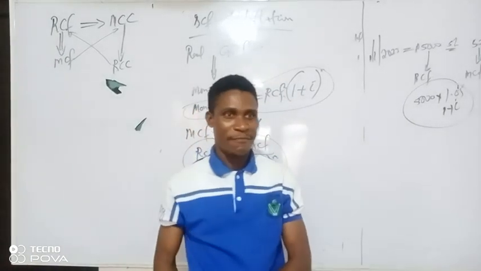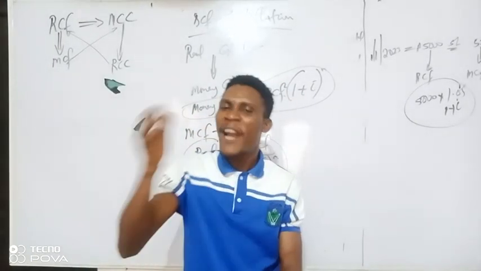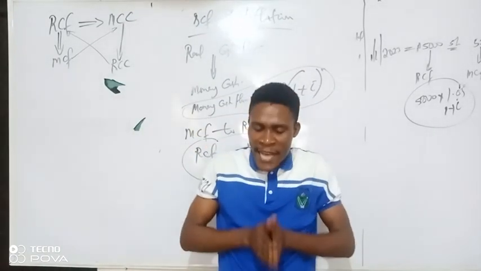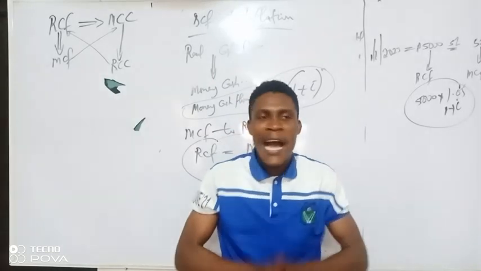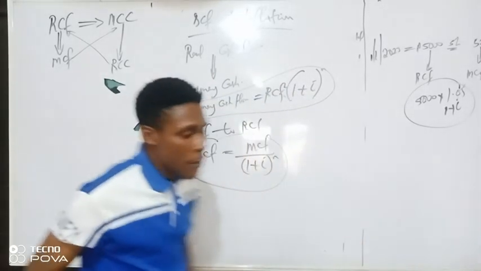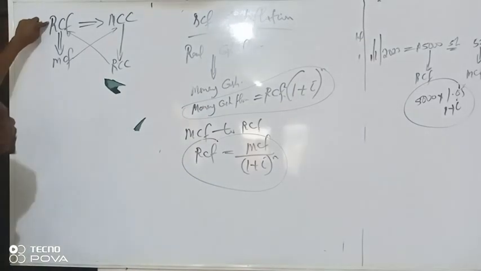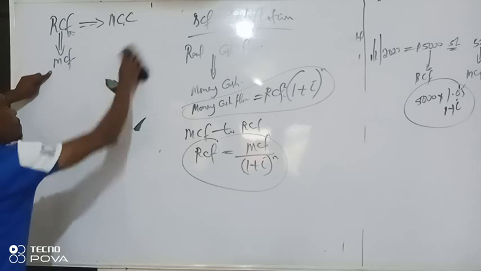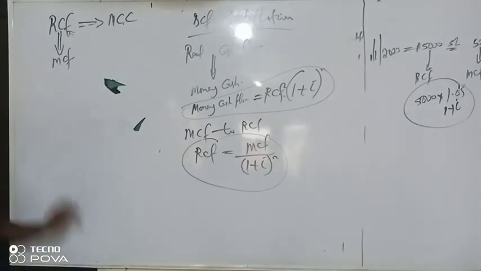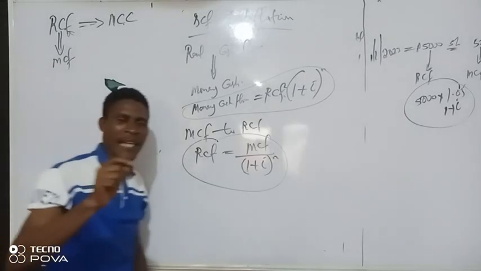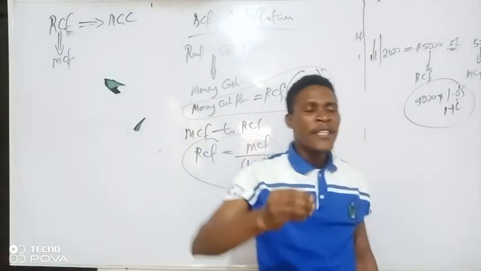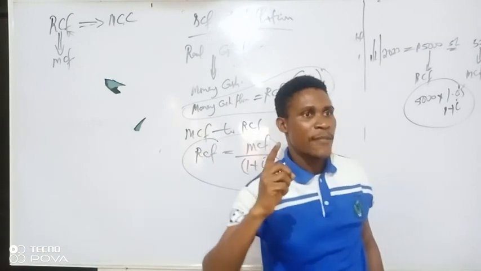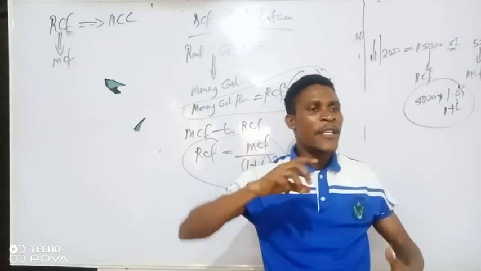It depends on the question. One method is more valuable than the other, depending on the question. As far as this question is concerned, converting the real cash flow to money cash flow is the most valuable method. Why? The reason is that the inflation rate in this question is not constant.